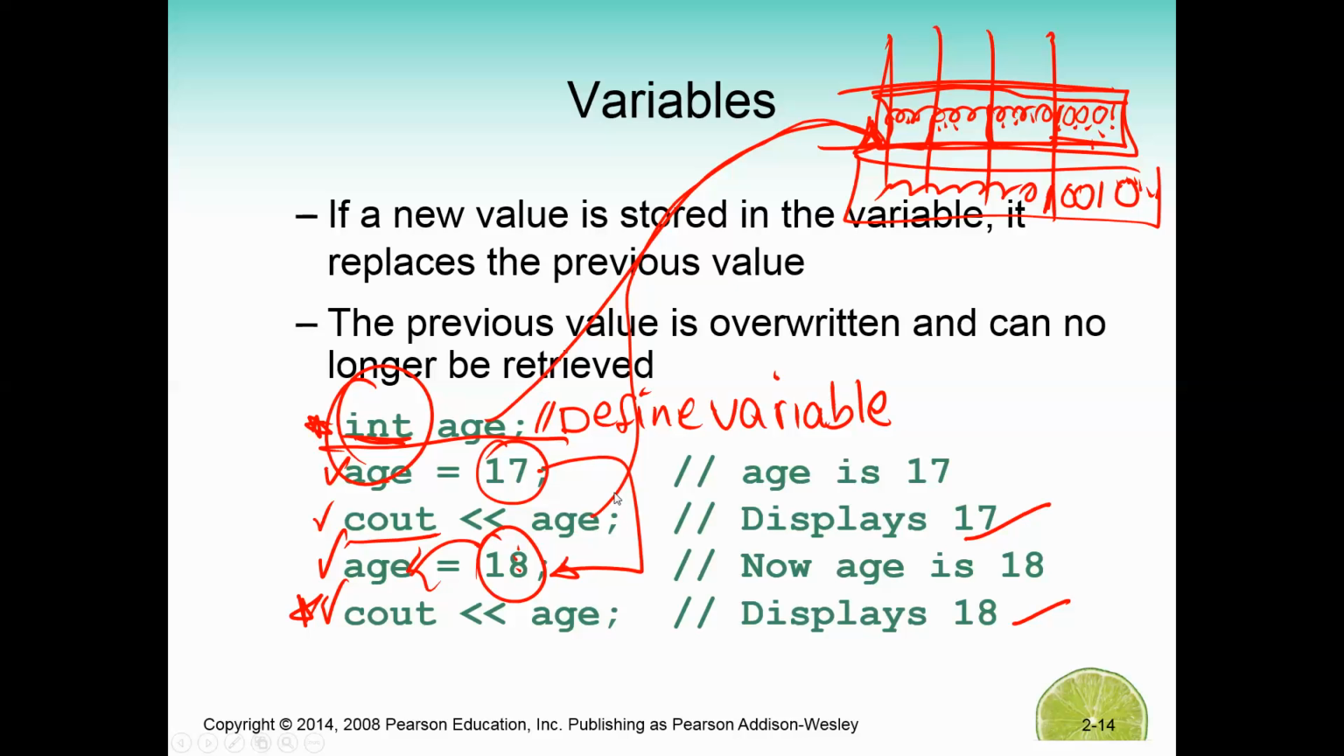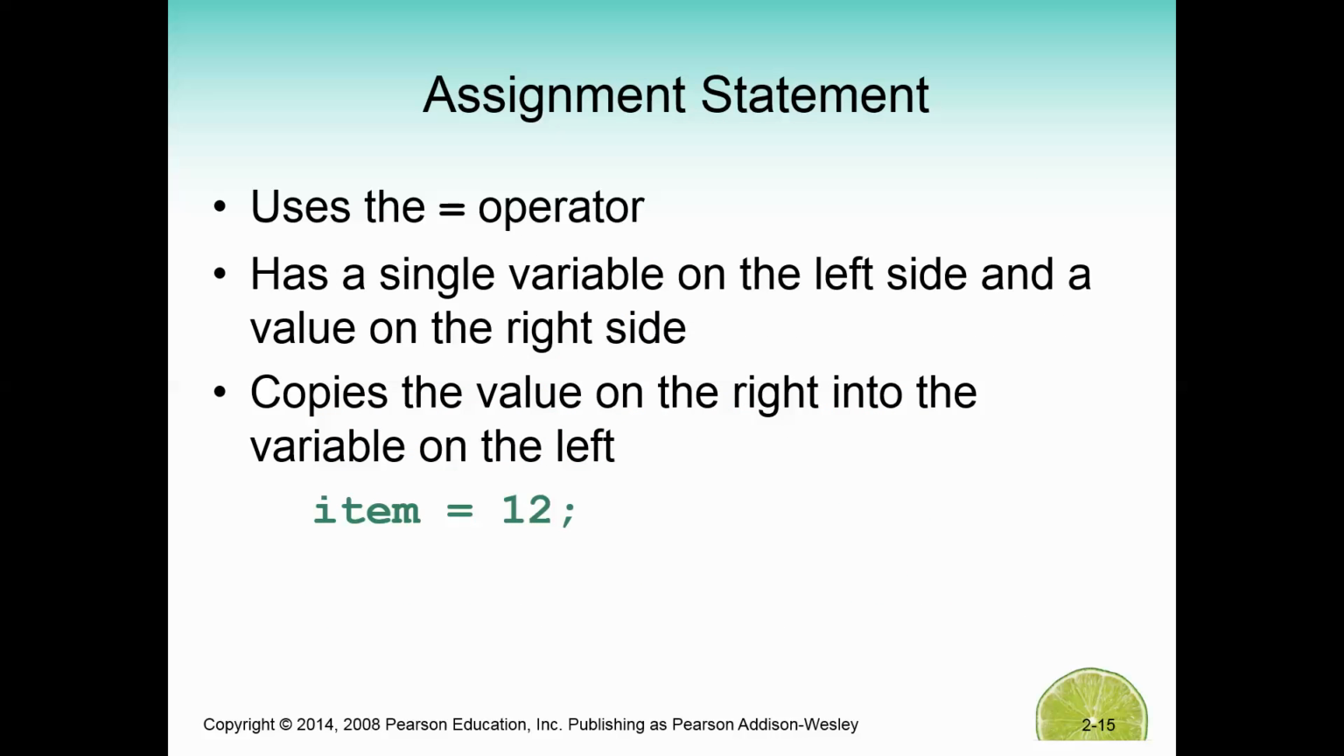What happened to the 17? It was deleted. It was replaced. Will it remember that it had a 17 before? No. It doesn't keep history. We already know how the assignment operator works. Everything that we have on the right-hand side is going to be moving to the left-hand side. And on the left-hand side, the only thing that we can have is a variable name. So let's keep that in mind.